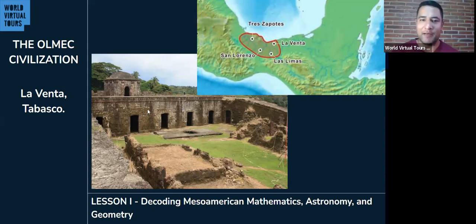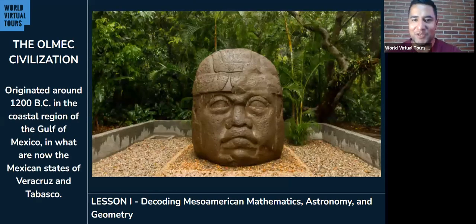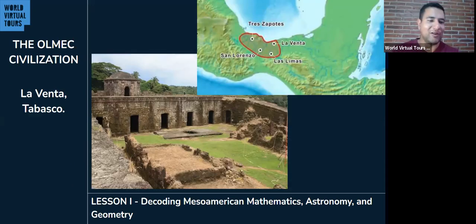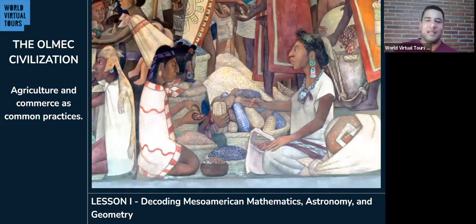Okay, here we have a picture of La Venta, one of the archaeological sites of the Olmec civilization, also famous for these colossal heads. So the agriculture and the commerce were common practices yet for the Olmec.